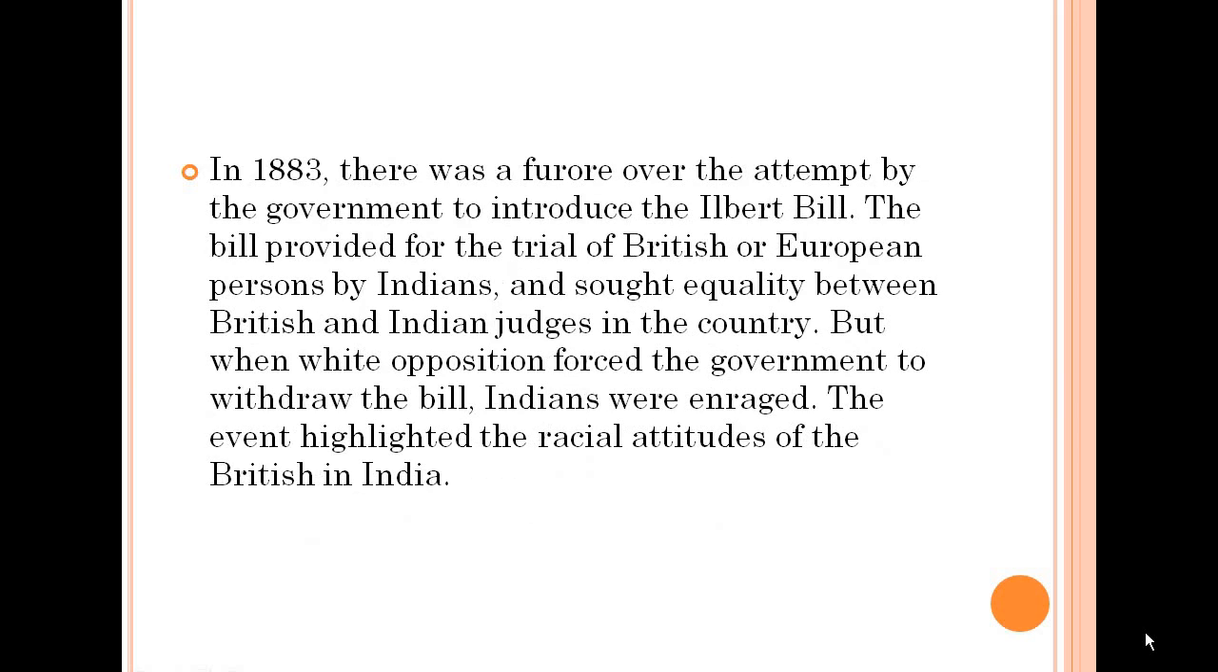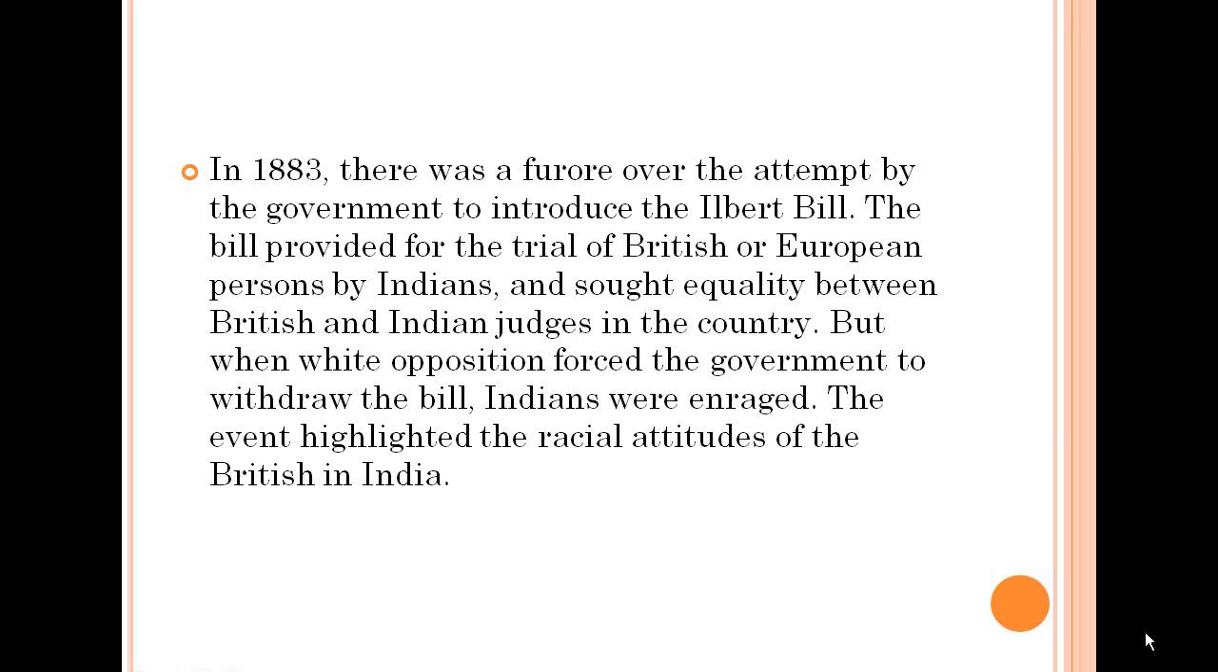In 1883 there was a furor over the attempt by the government to introduce the Ilbert Bill. There was a lot of questioning happening around this. The bill provided for the trial of British or European persons by Indians, and sought equality between British and Indian judges in the country.